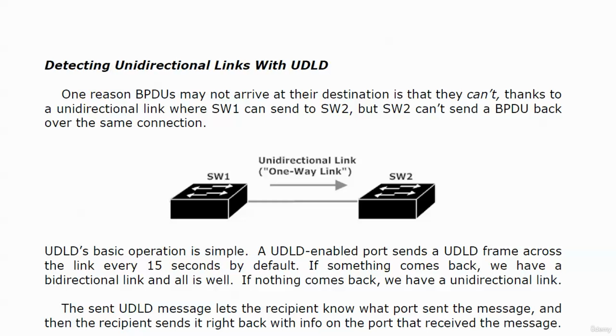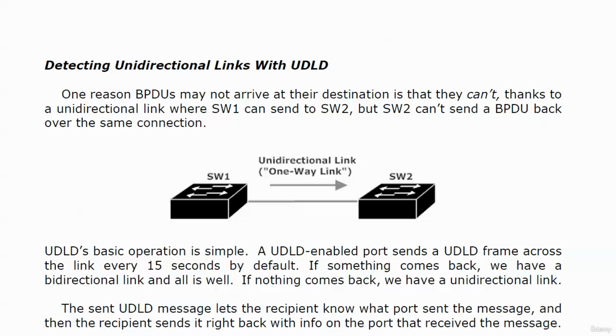In the last minute or so of the previous video, we saw an example that gave us another reason BPDUs may not arrive at their destination. And it wasn't a down cable, it was a unidirectional link where A could send to B, B can't send to A, or as I've got on the board here, 1 can send to 2, but 2 can't send a BPDU back to 1.